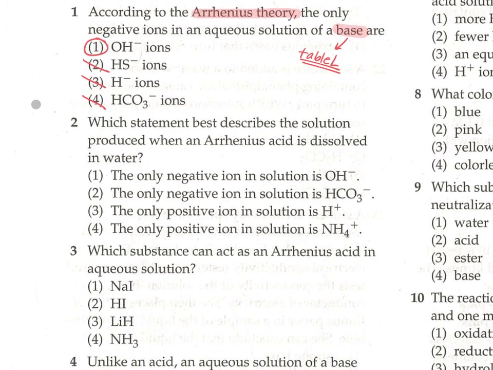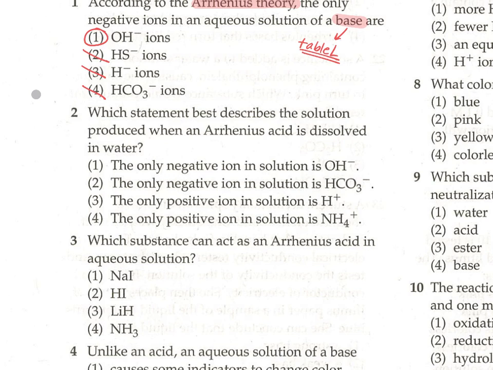Which statement best describes a solution produced when an Arrhenius acid is dissolved in water? So when you're looking at acids, that's table K. If you look at table K and look at what those formulas have in common, they have the hydrogen ion in common. This is true for bases. This has nothing to do with acids and bases.